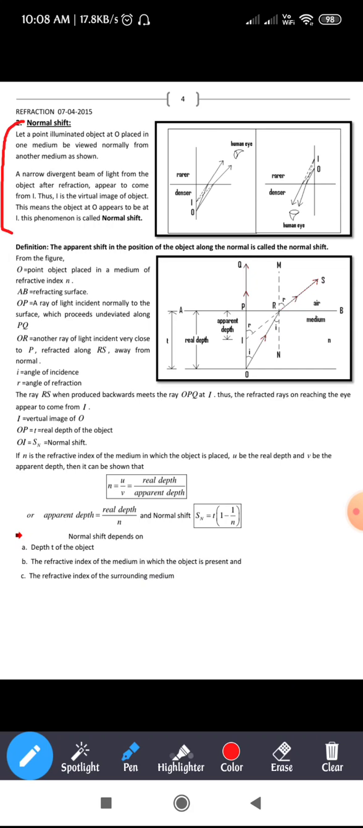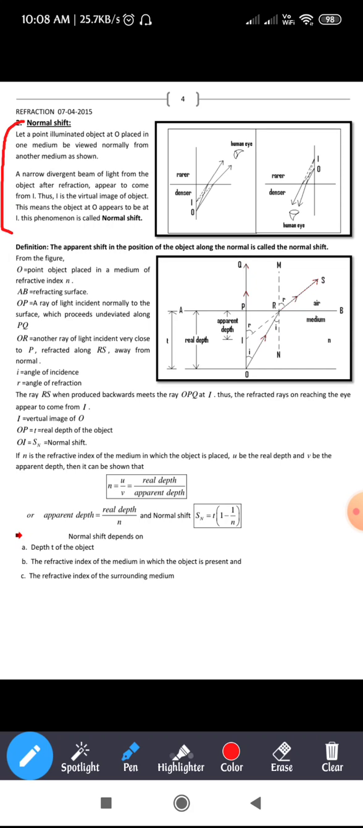Next, a narrow divergent beam of light from the object after refraction appears to come from I. Thus I is the virtual image of the object. This means the object at O appears to be at I. This phenomenon is called normal shift.